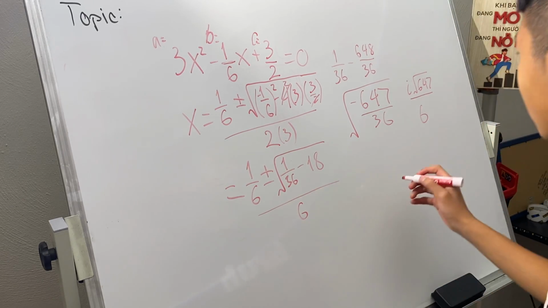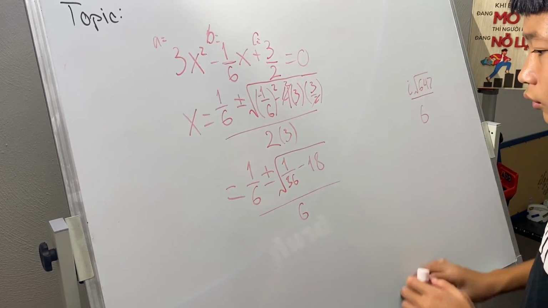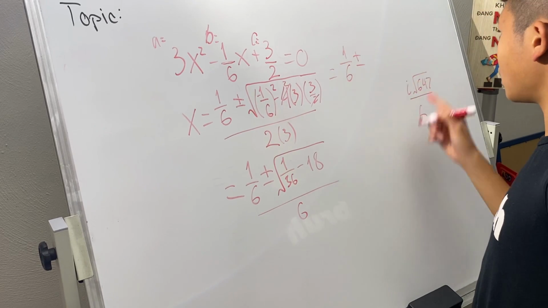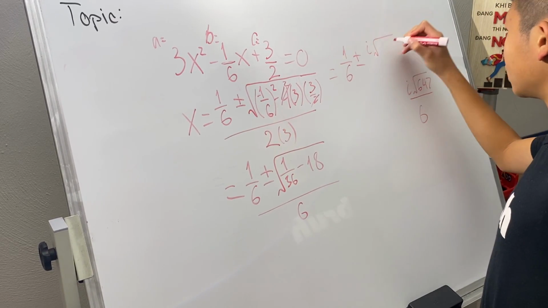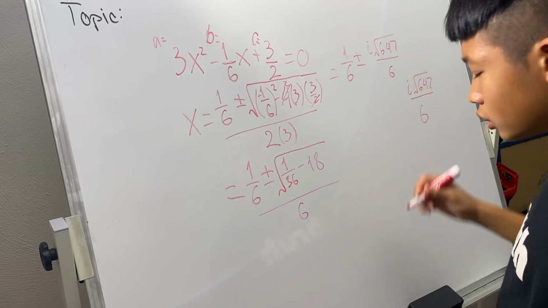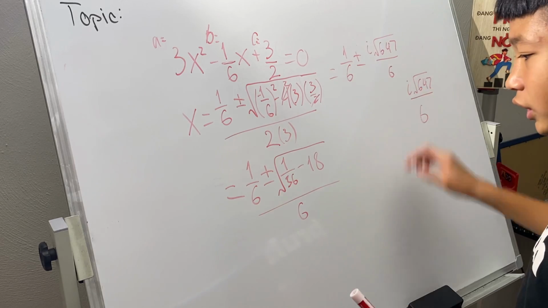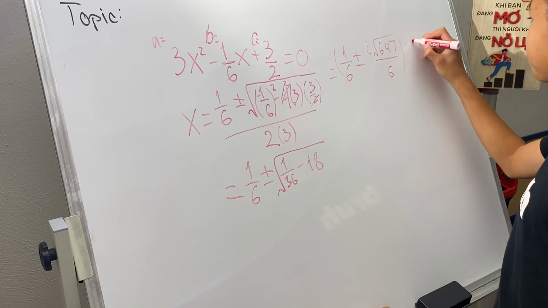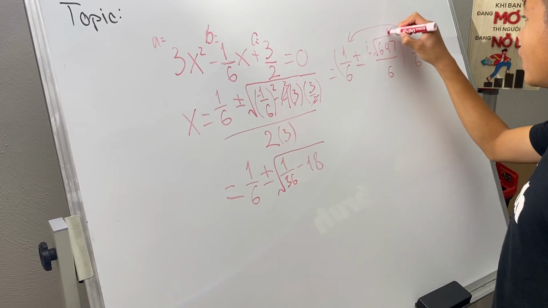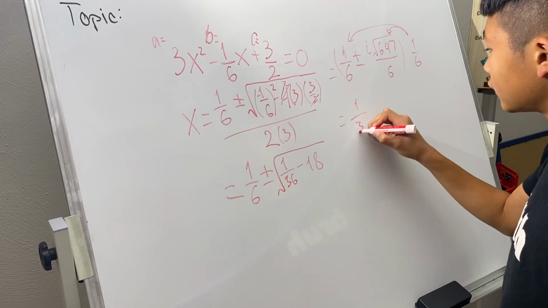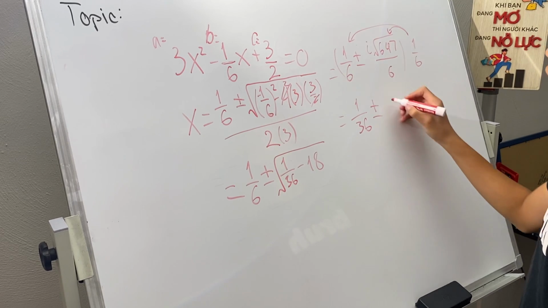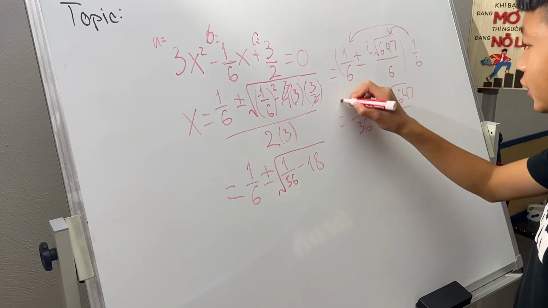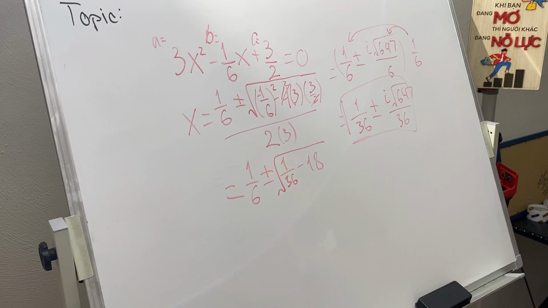Okay, so you would get this equal to 1/6 plus or minus i root 647 over 6, all of this over 6, which means just multiply by 1/6. So let's multiply everything by 1/6. Distribute this and distribute that. You get 1/36 plus or minus i root 647 over 36. There we go. Boom! Very nicely.